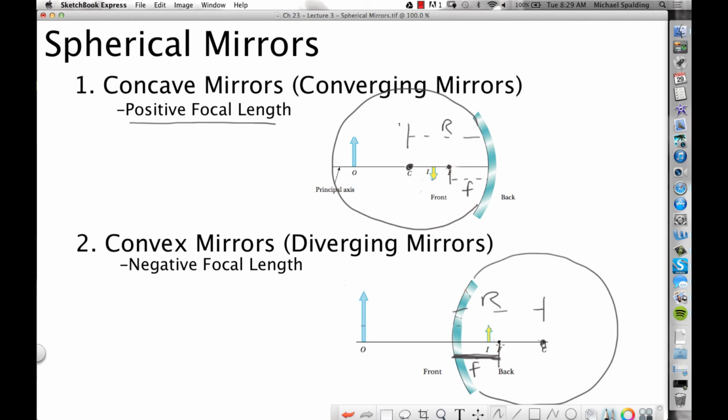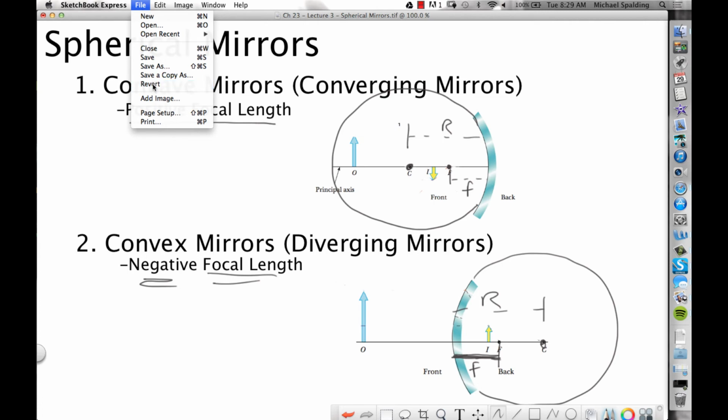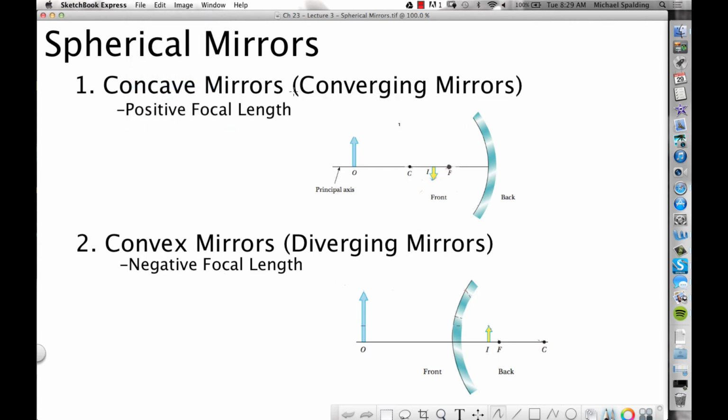In back. So you have to make the focal length negative. Convex mirrors have a negative focal length. Now, one thing I want to add here, another name for concave mirrors is converging mirrors.